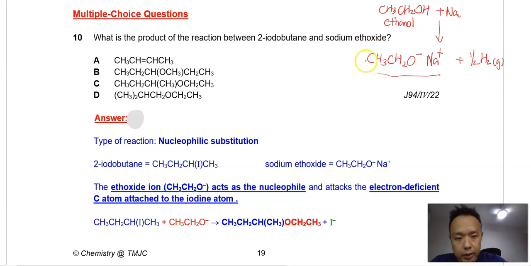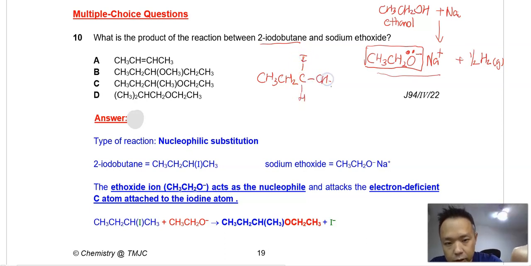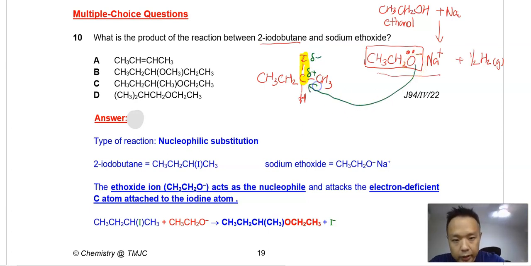So you can see once you have the ethoxide, it is going to function as the nucleophile because there's a lone pair on the O. And 2-iodobutane, CH3, CH2, C, then you have the I here, H, and then you have a CH3. You can see the iodine is on carbon number 2. So you have your delta plus, delta minus. So basically this reaction you're looking at is a nucleophilic substitution reaction.